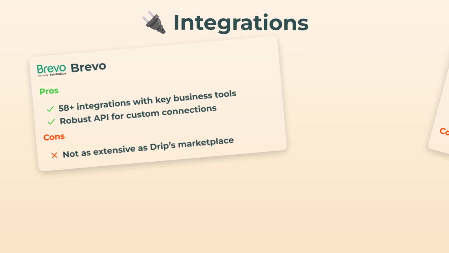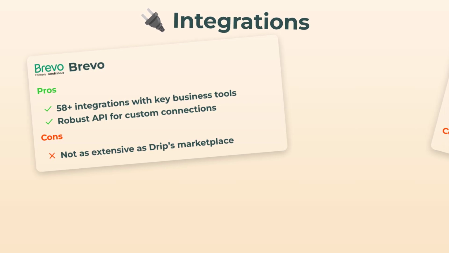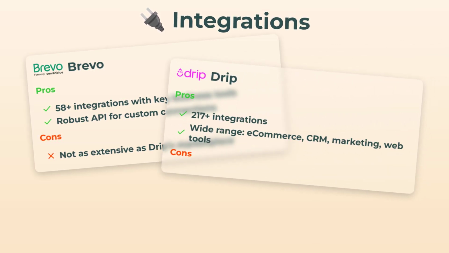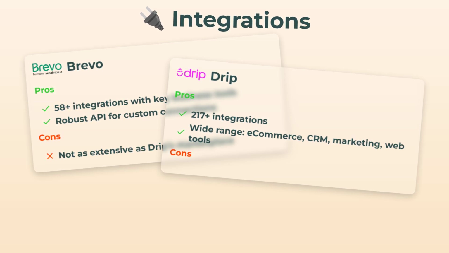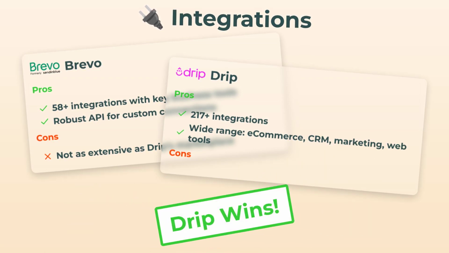Integrations are up, and this is honestly a fun one for the nerds out there. Brevo is hooked up with 58-plus integrations, covering all the main business tools. And their API is actually pretty robust. You'll be happy if you like doing some custom stuff. But then there's Drip, flexing with over 217 integrations. Yeah, really. You've got e-commerce, CRM, marketing, web tools, just about anything. It's a packed marketplace, seriously. So Drip walks away with this round, hands down.